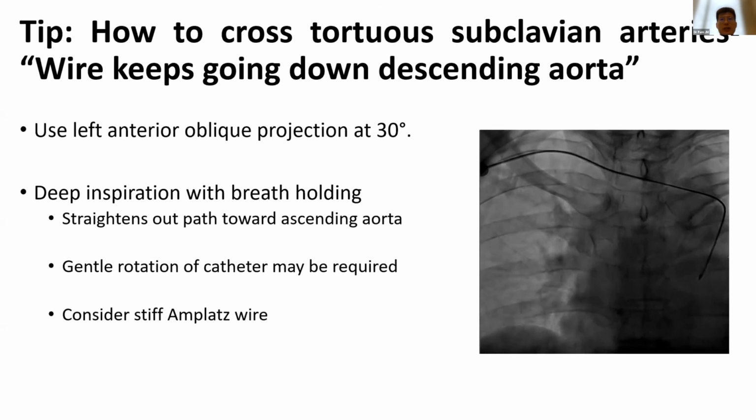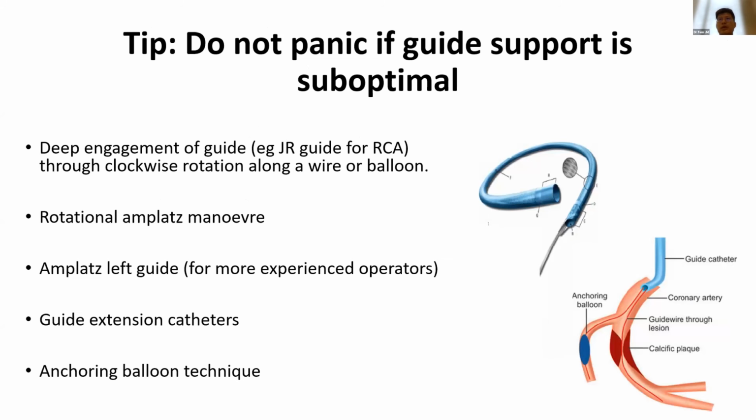Another practical tip is to ask the patient to perform a deep inspiration with breath hold, allowing further negotiation of the subclavian artery by straightening out the angulation. Sometimes this has to be combined with a gentle rotation of the catheter with the use of an unplugged stiff wire as well. Now, do not panic if the guide support is suboptimal. You do not need to switch access.